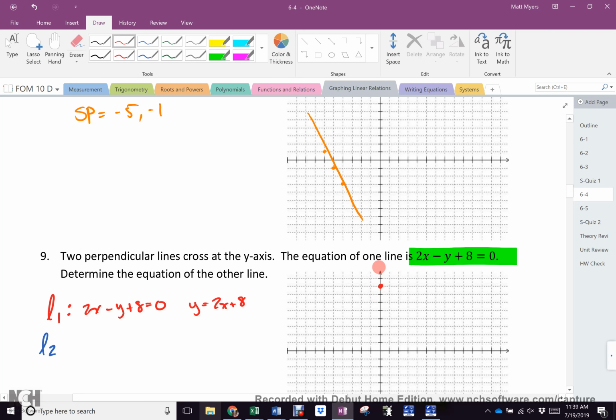Which would be what? Up 2 and right 1. But that goes off the graph. So I should go where? Down 2, left 1, down 2, left 1, down 2, left 1. There is my line. Correct?